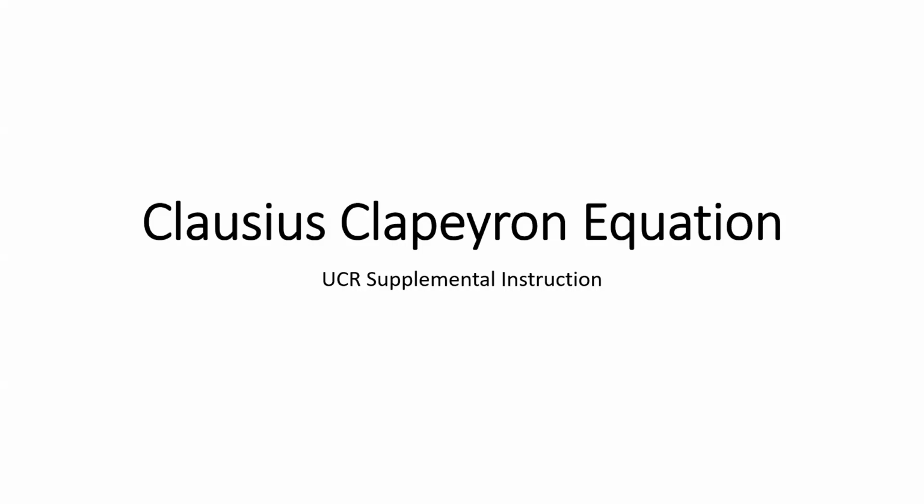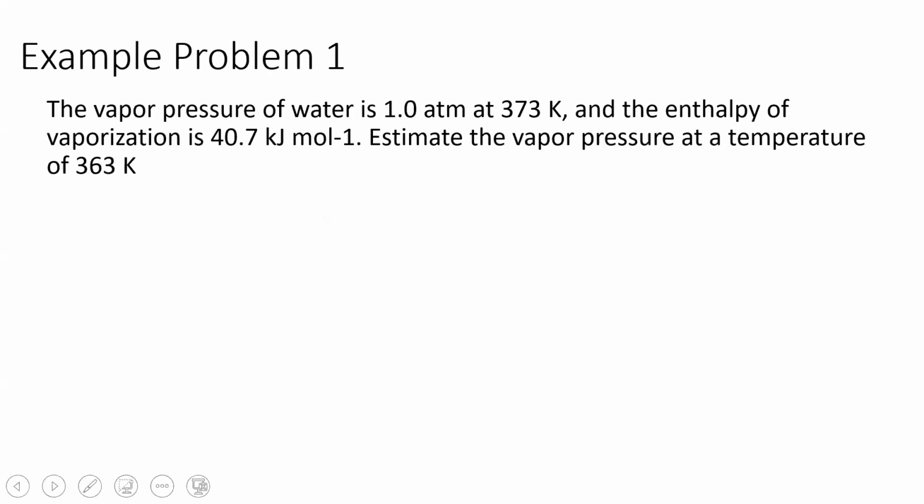Today we're going to do the Clausius-Clapeyron equation. I don't know if I pronounced it correctly, but I promise you can get these problems right without knowing how to pronounce it. So example problem 1. The vapor pressure of water is 1 atm at 373 Kelvin, and the enthalpy of vaporization is 40.7 kilojoules per mole. Estimate the vapor pressure at a temperature of 363 Kelvin.